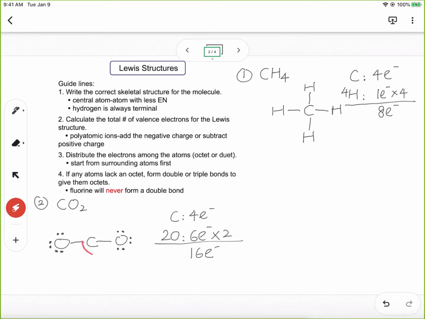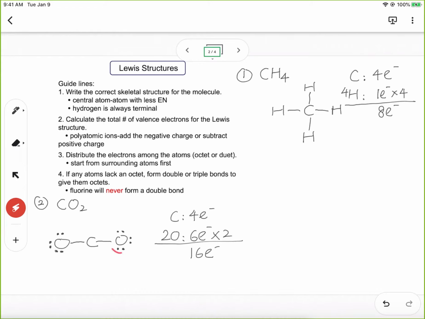But if you check carbon, carbon is not happy because it has only 4 electrons. So it needs more electrons to satisfy octet rule. Okay, so apparently that we have to do step 4 in this case because carbon lacks an octet, so we need to form either double bond or triple bond. Okay, all right, so how do we do it?